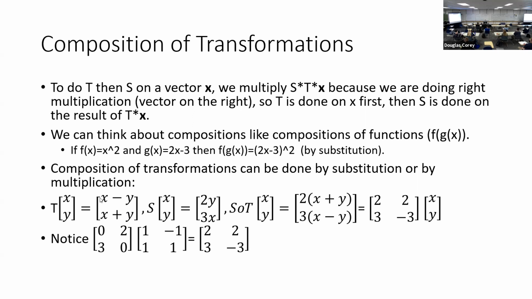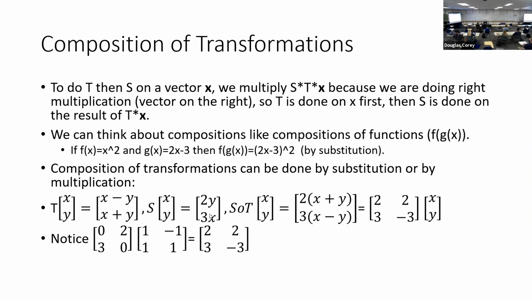If the transformation t gets a new x of x minus y and a new y of x plus y, and the transformation s gets a new x as 2 times y and a new y as 3 times x, then I can get the transformation s of t of x, y. So doing transformation t first, that's supposed to be a little o, I forgot to change that, but s of t of x, y.